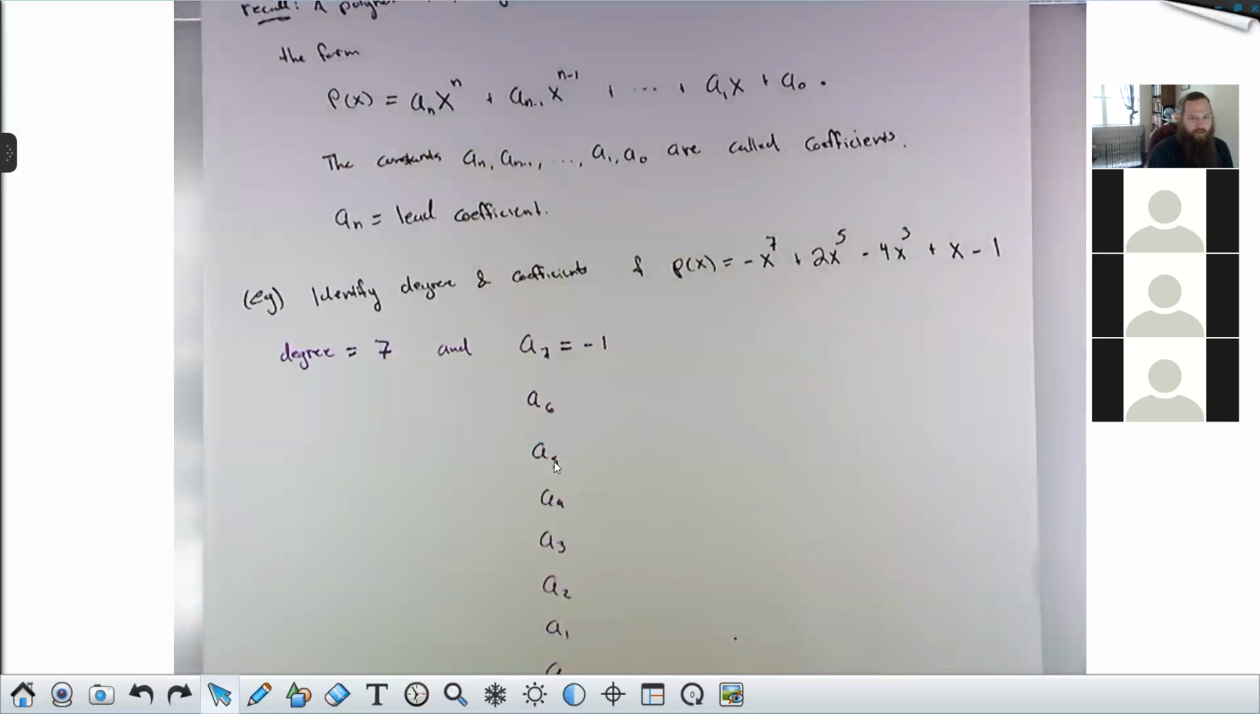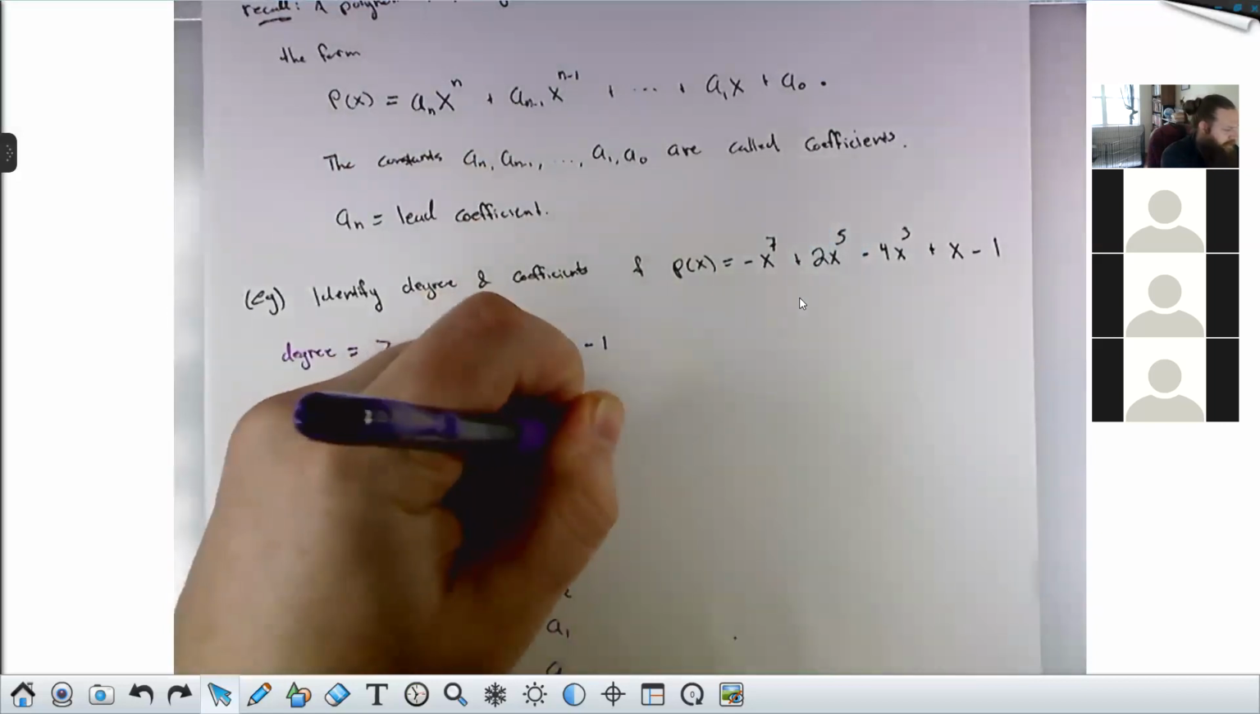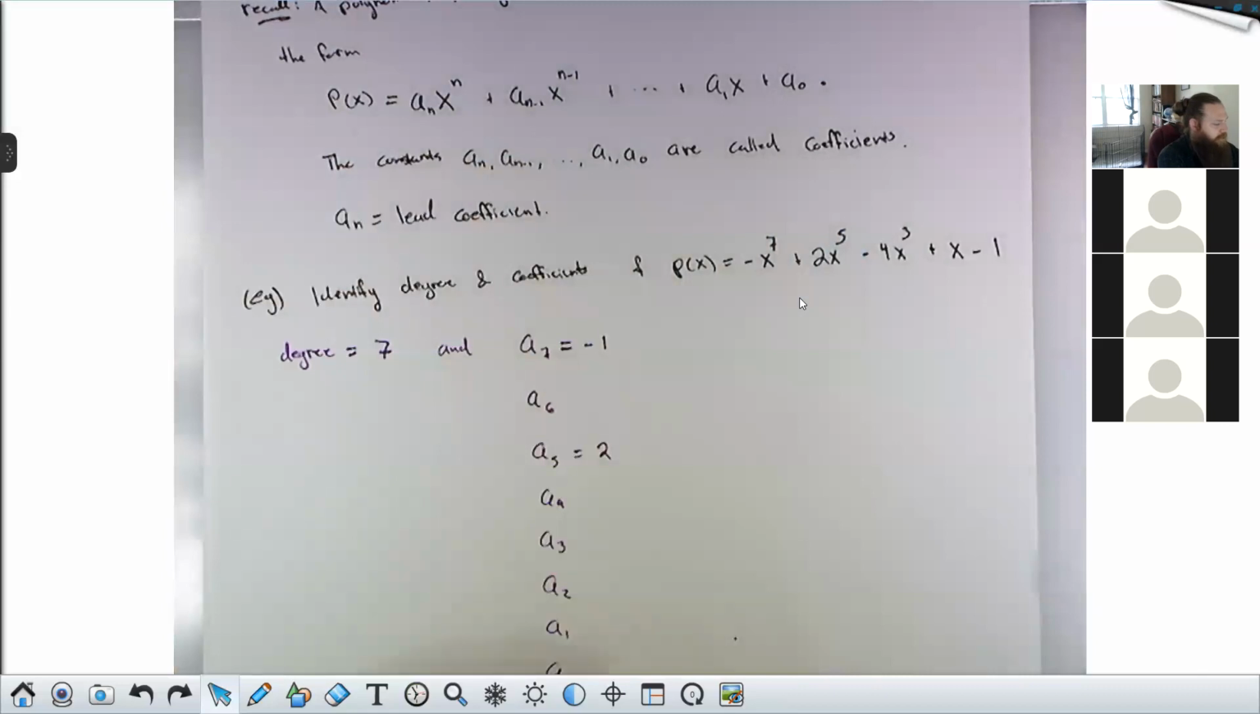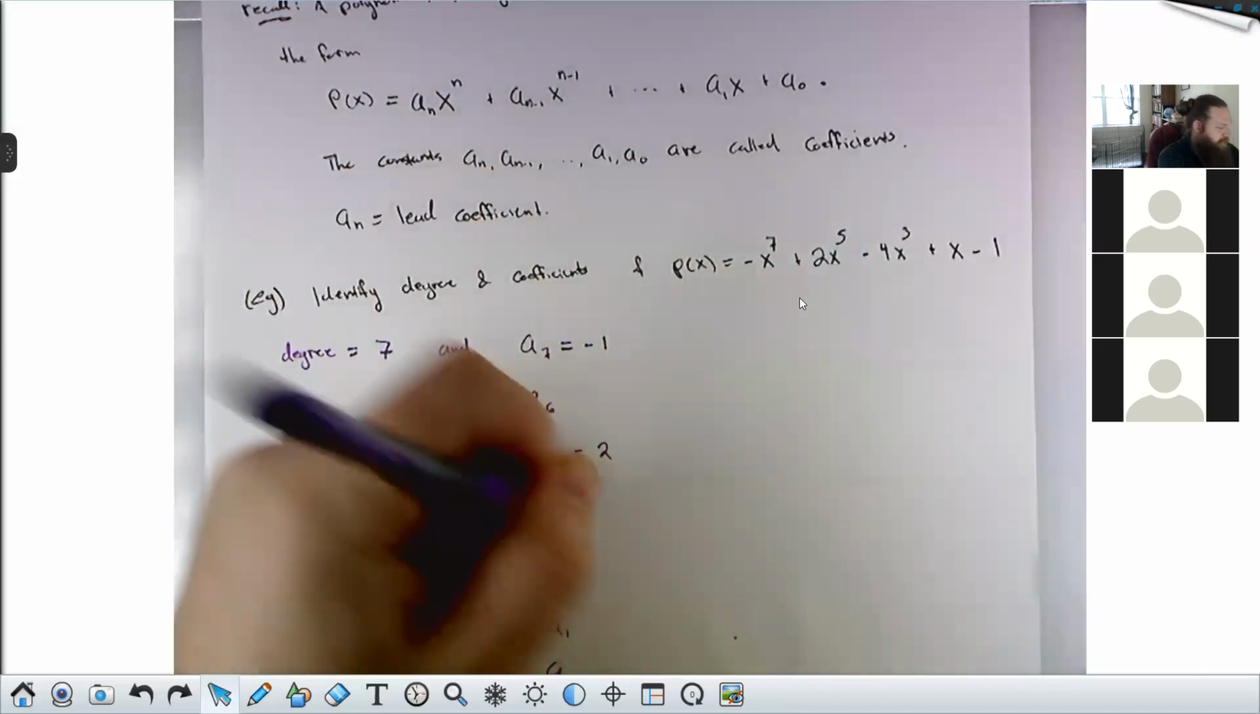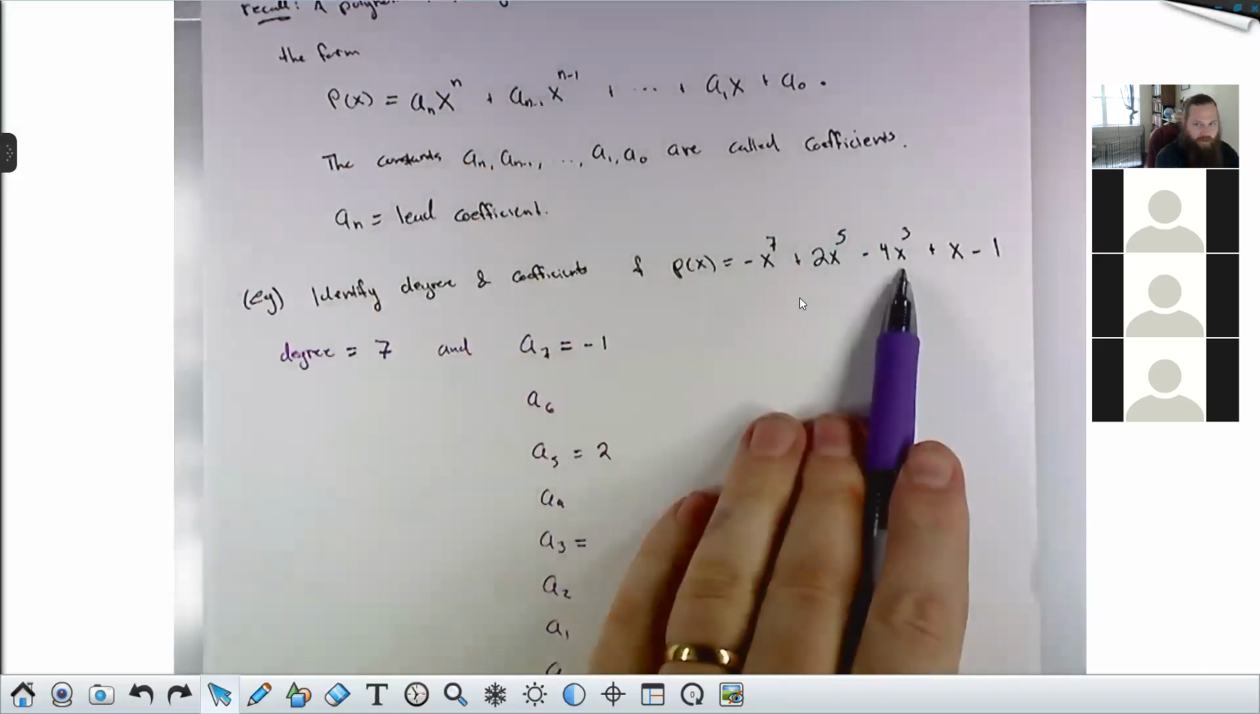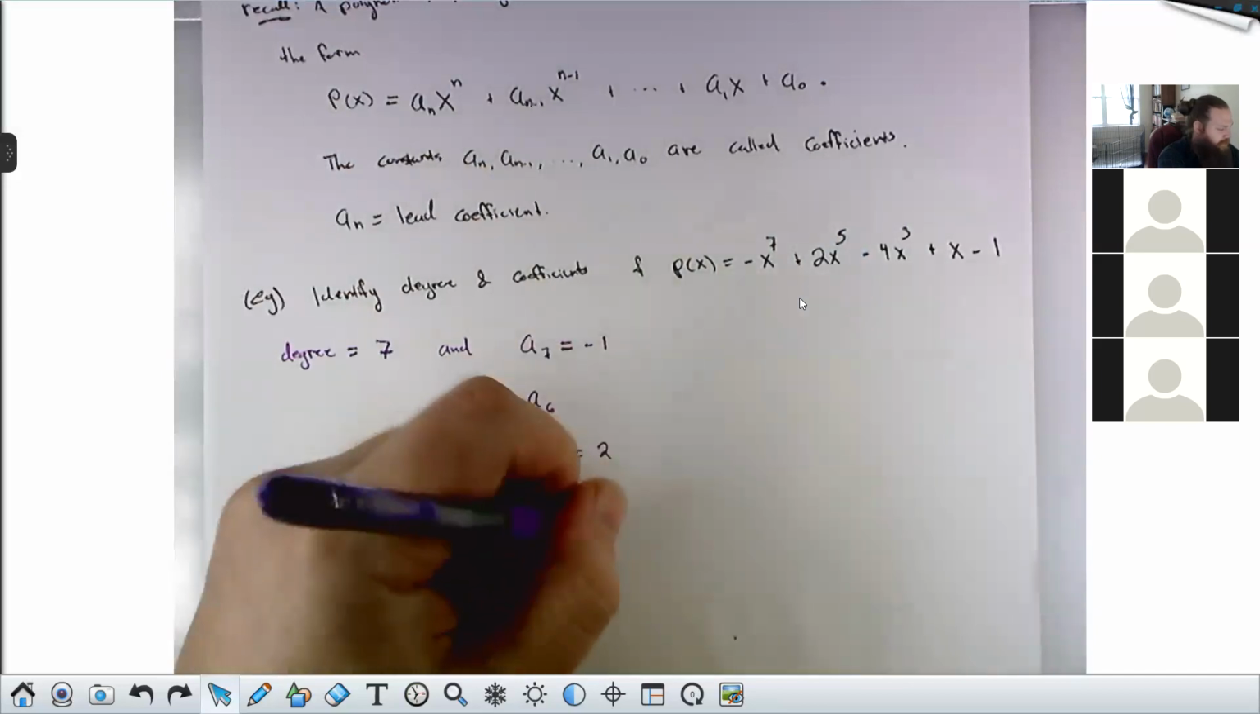Okay, let me skip to A5 really quick. What is A5? 2. Very good. A5 is the number attached to x to the 5, which is 2. And see why I'm skipping. The next one I would actually write down here for now is A3. A3 is the number attached to x cubed. That's -4.